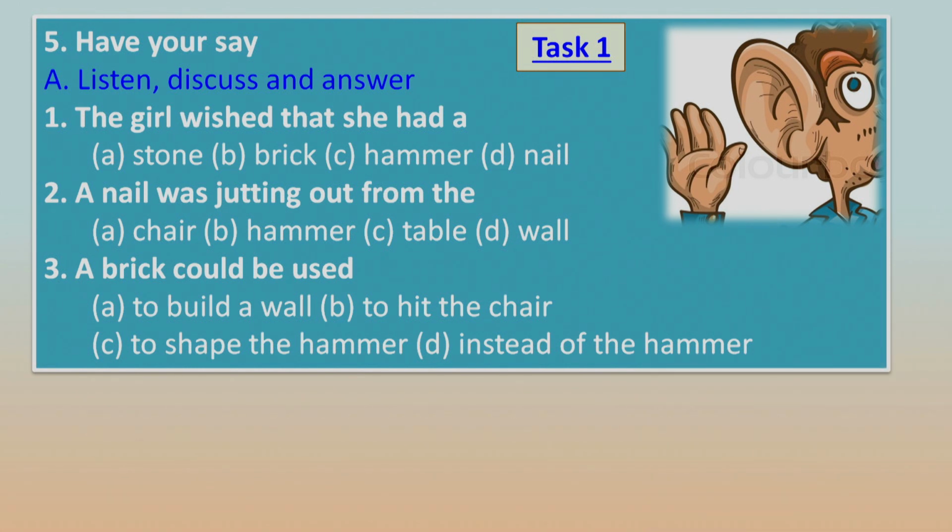Girl, I wish I had a hammer with me right now. Boy, but why would you need it? Girl, one of the nails in this chair is jutting out. Boy, yeah, even the brick would do the job.